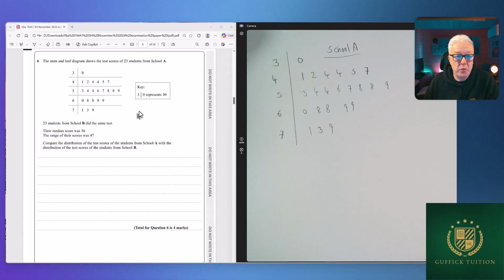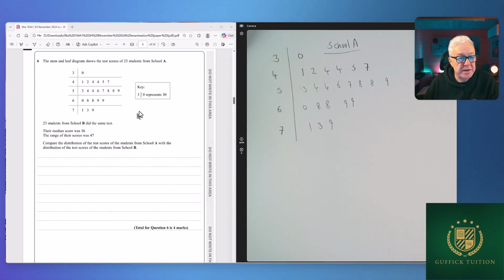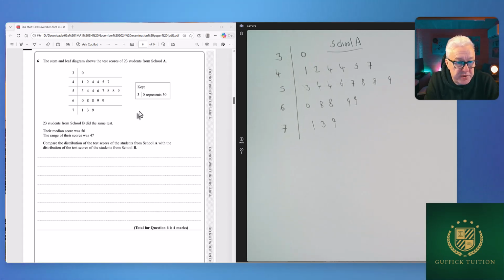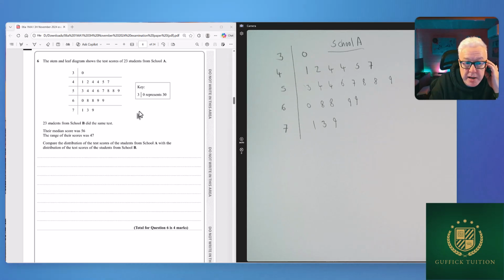Hello everyone, we've got here a stem and leaf diagram question. So it says the stem and leaf diagram shows the test scores for 23 students from school A. 23 students from school B did the same test. Their median score was 56 and the range of their scores was 47. Compare the distributions of the tests of the students from school A with school B.